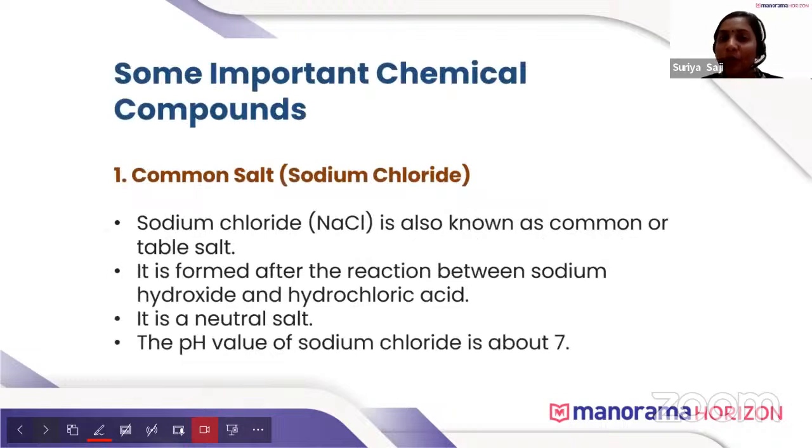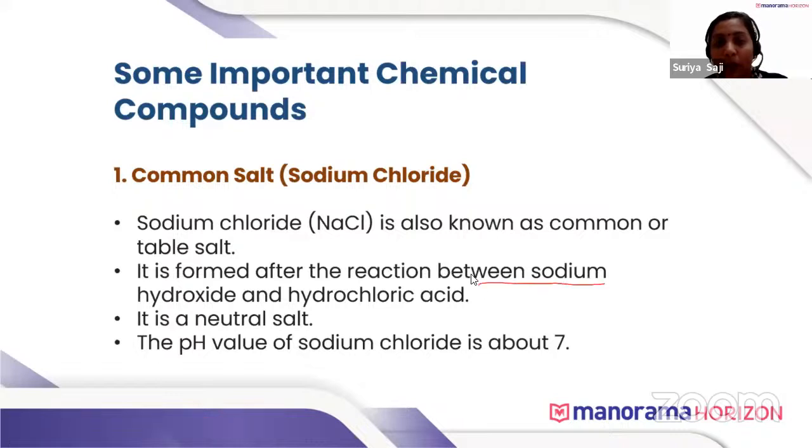Then some important compounds. A lot of questions were asked from the important chemical compounds. First, we will see common salt. Common salt is also known as table salt, formed by the reaction of sodium hydroxide and hydrochloric acid. First we need to study how that compound is prepared, and the pH value is almost 7. It is formed by the reaction of sodium hydroxide and hydrochloric acid.